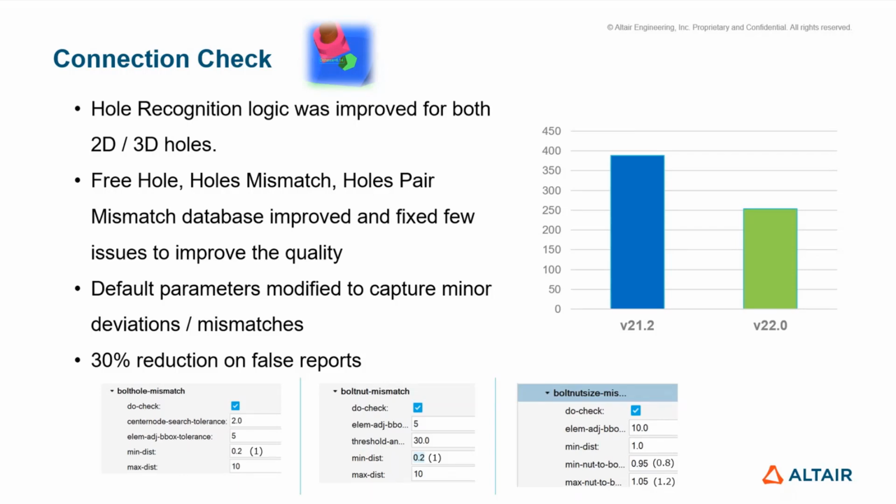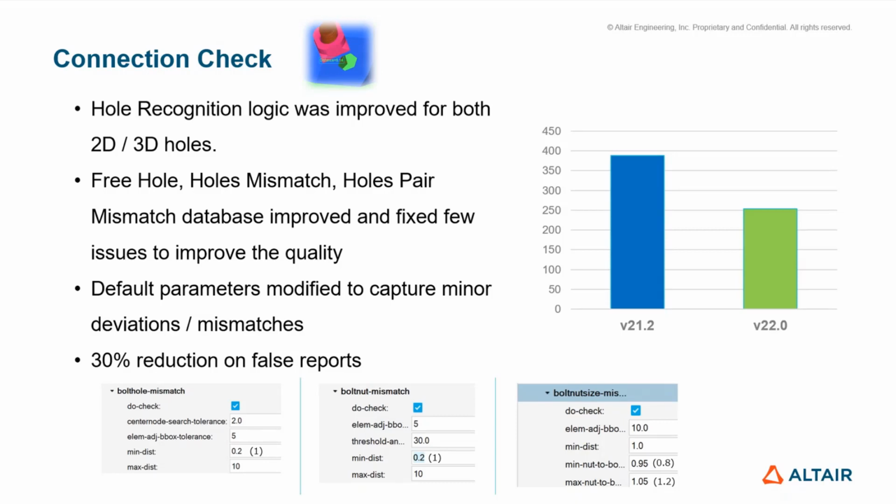Okay. Some of the default parameters for the bolt hole mismatch or bolt nut mismatch or bolt nut size mismatch were tuned to automotive use case so that it can identify all the true errors, okay, and reduce the false reports. By doing all these improvements for this release, we were able to reduce 30% of the false reports.